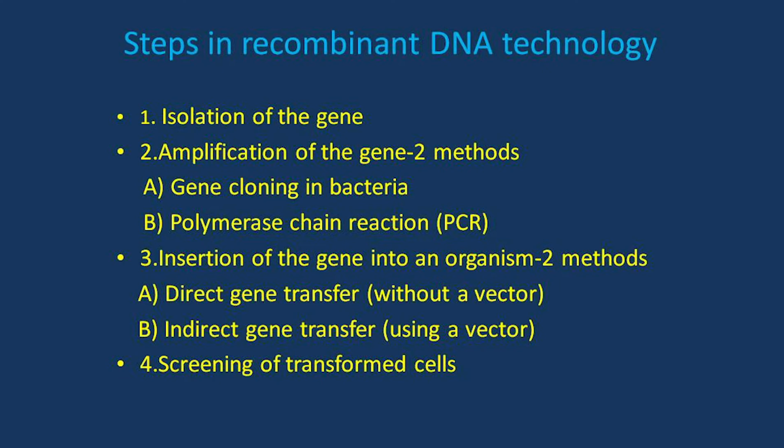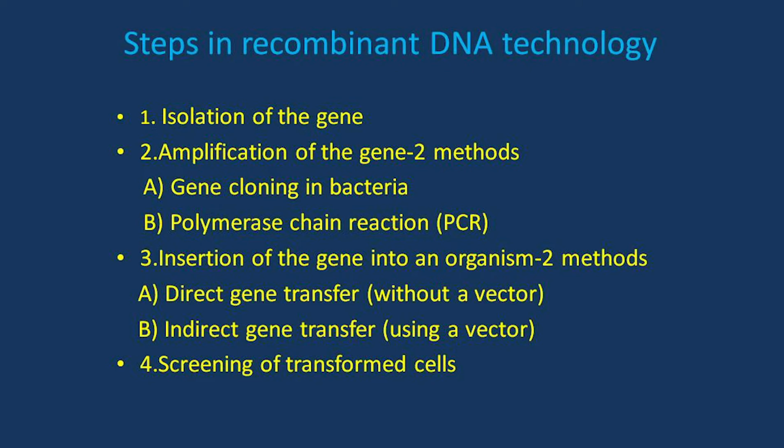Third step is insertion of the gene into an organism. There are two methods. One is direct gene transfer that does not use a vector. For example, the gene gun method does not use a vector. You have to remember one thing. Direct gene transfer is not preferred because it results in only 1% transformation.